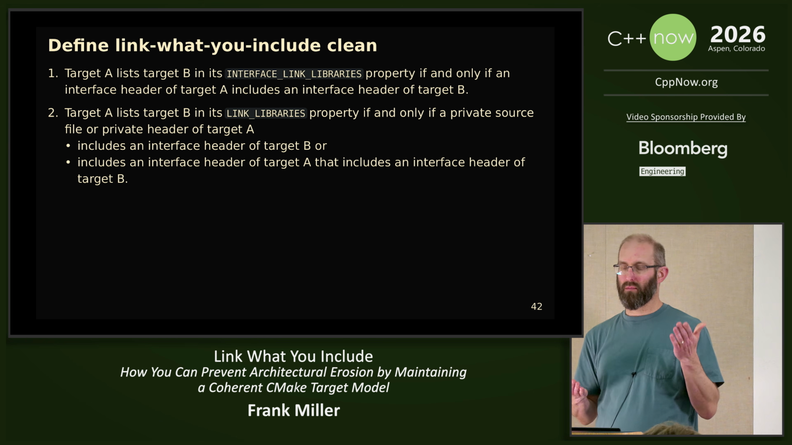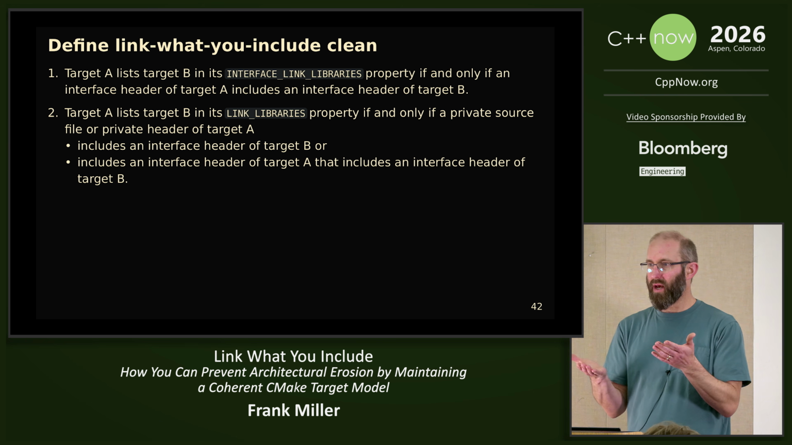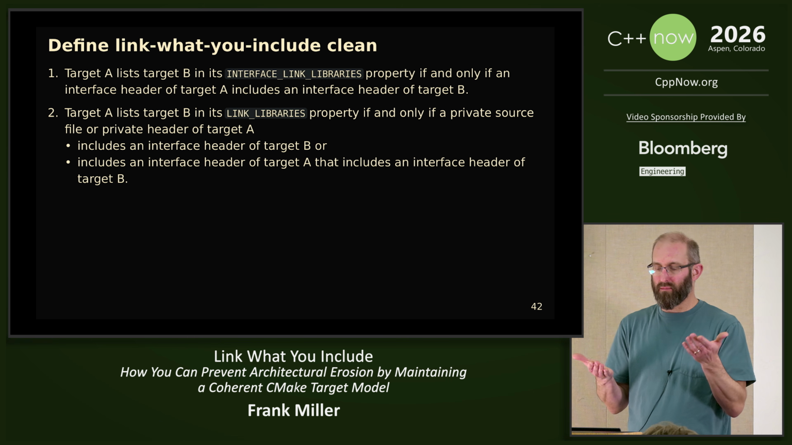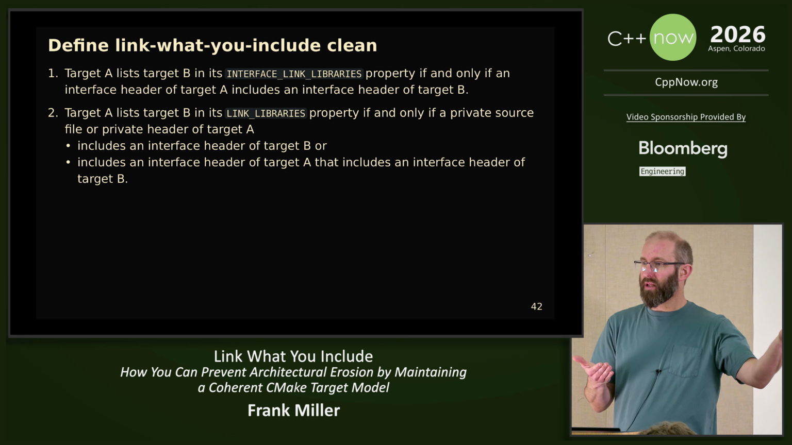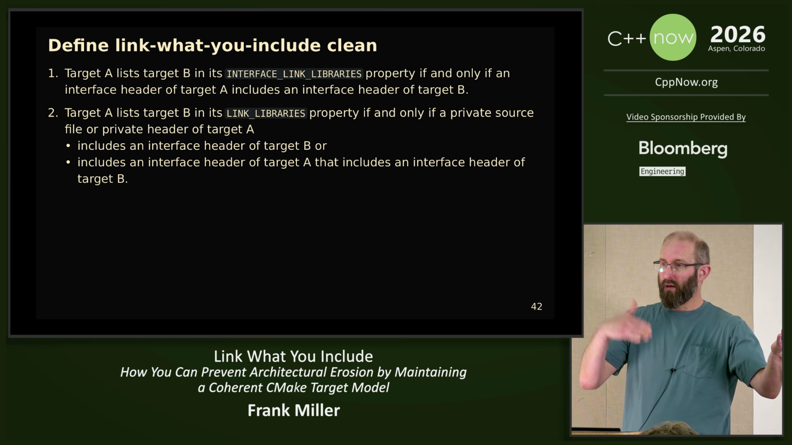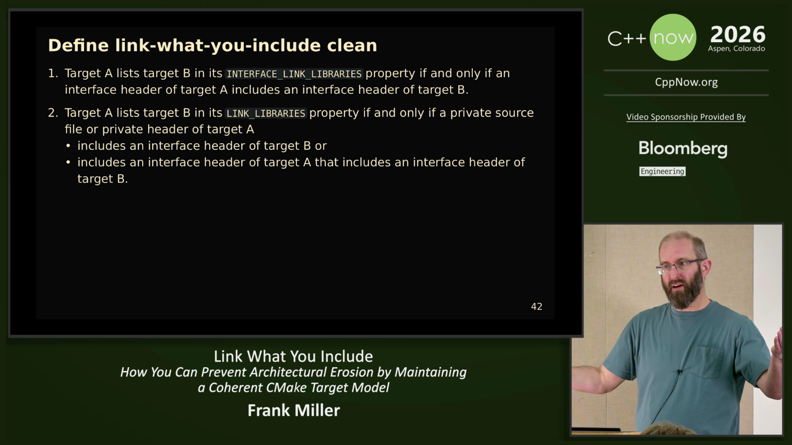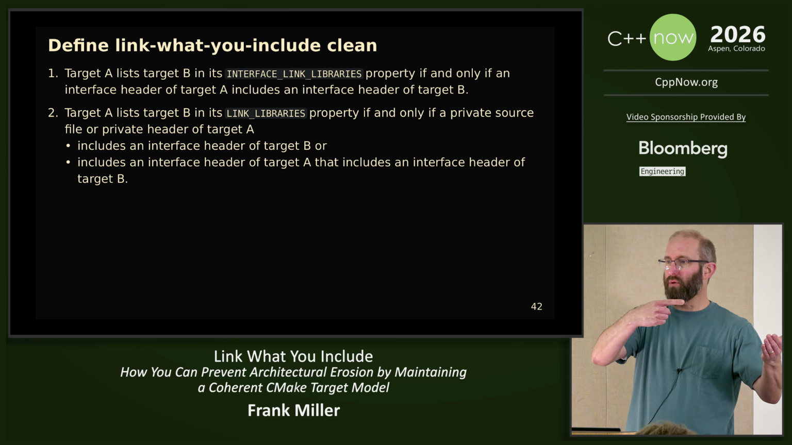So static library A has a class that happens to be in the public interface. It's declared in an interface header of A, and its source file is private. So the source file has to include the interface header.